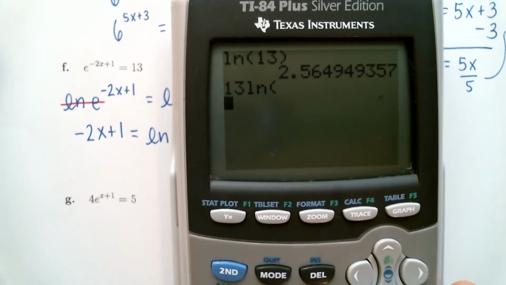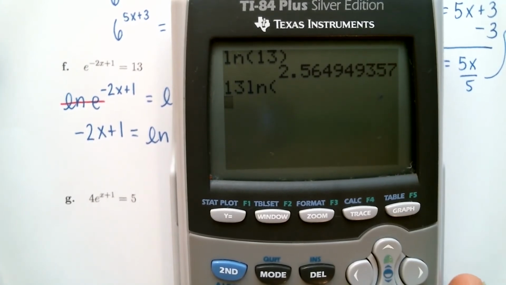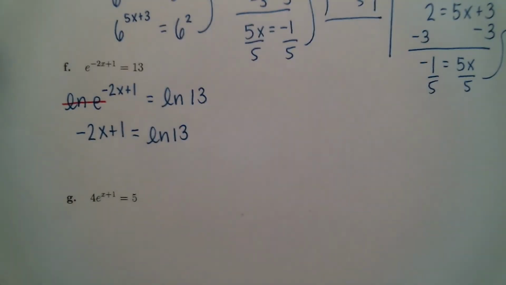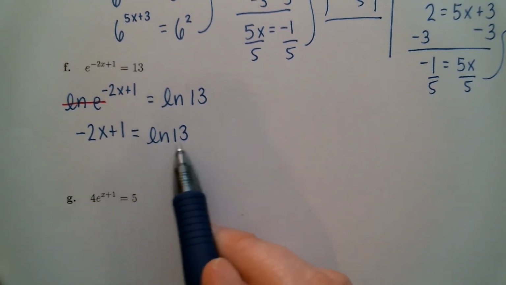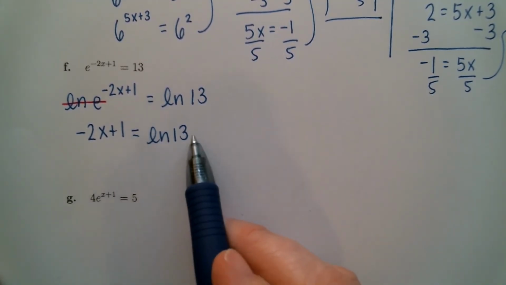Natural log of 13, I just put that in the calculator for you, okay? It is a nasty decimal. You're not going to round it. You're going to leave it as natural log of 13, okay? All right. This is an example. Well, I'll tell you after. All right, so this is just a number. I think it was about 2.56, okay? You're going to leave it as natural log of 13, okay?